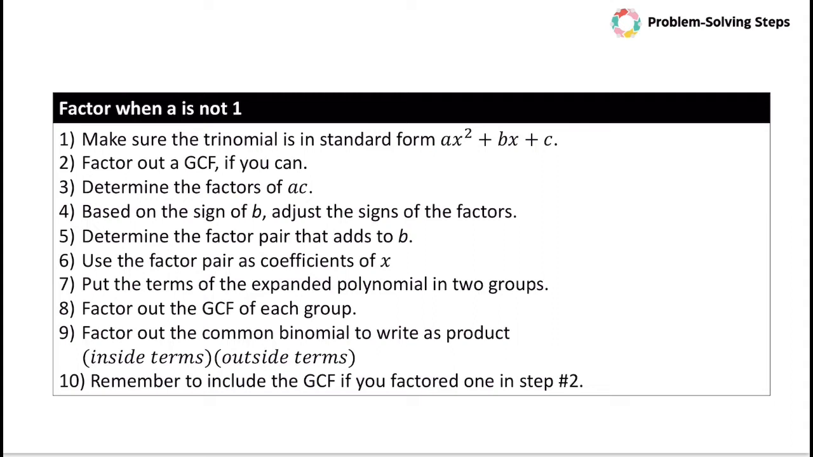The next steps now are going to be factoring by grouping. We're going to use the factor pair as the coefficients of x, and put the terms of the expanded polynomial into 2 groups. We'll factor out the GCF of each group and then finally factor out the common binomial to write the product of the inside terms times the outside terms. Remember to include the GCF if you factored one out in step 2.